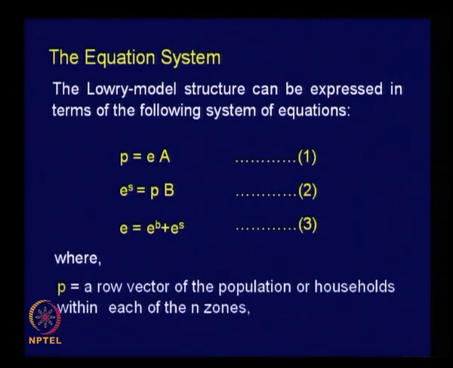where P is nothing but a row vector of the population or households within each of the n zones. Just the population zone wise is given in the form of a vector. It will be normally a row vector because there will be one value for one zone, so it is a row vector. Clear? Then we have to explain about E, A, B, EB and ES.